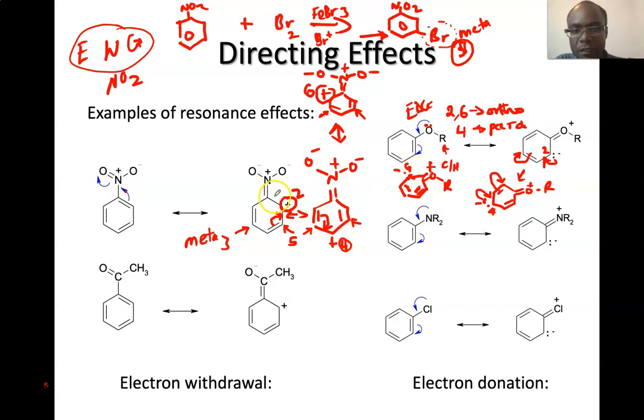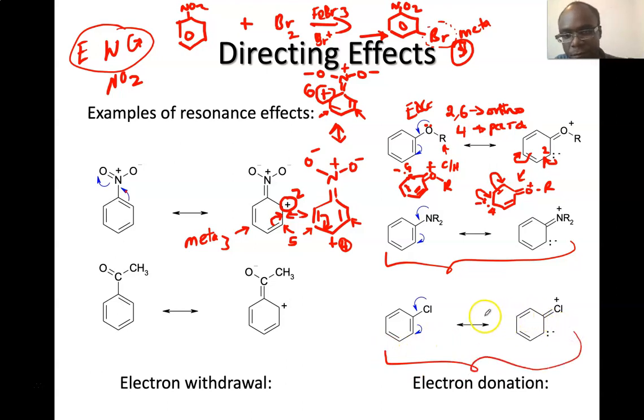Here the positive charges were there because we were pulling out electrons. Here electrons are there on the ring because we are donating electrons. So here the electrophile will be repelled by the positive charge, so the electrophile goes elsewhere, position 3 and 5, meta. Here we have the negative charge on position 2, 6 and 4. That's where the negative charge is. You expect the electrophile to end up there. Same applies to amines, and same applies to chlorines.